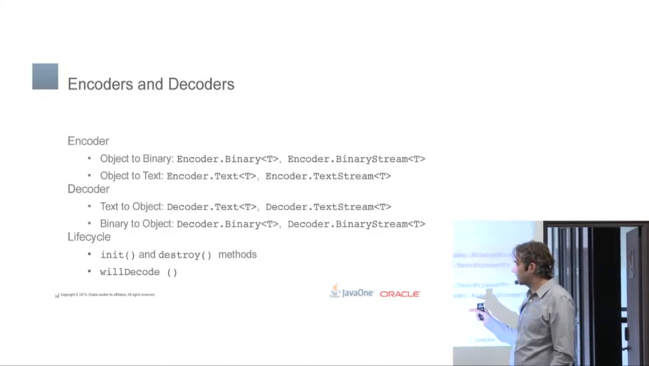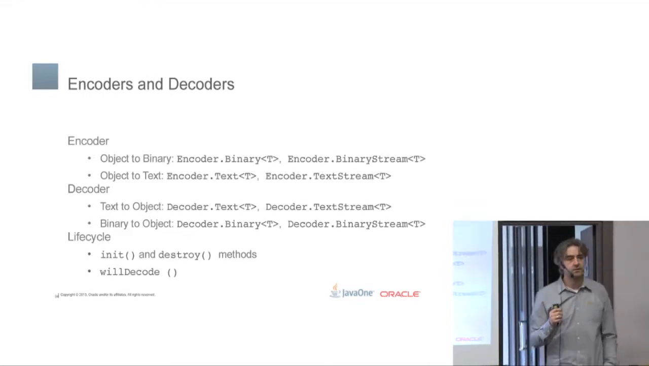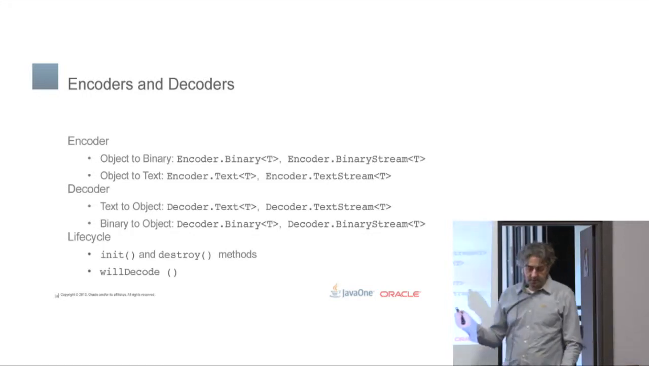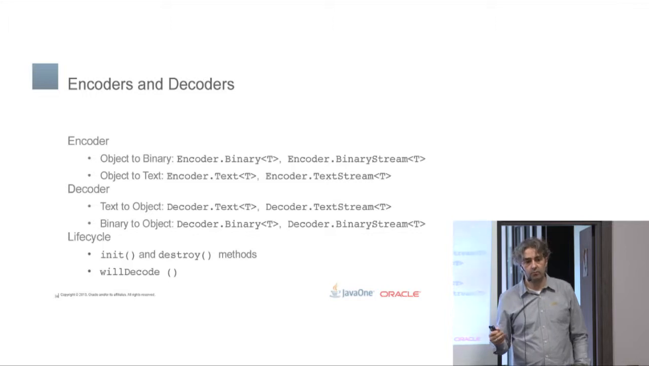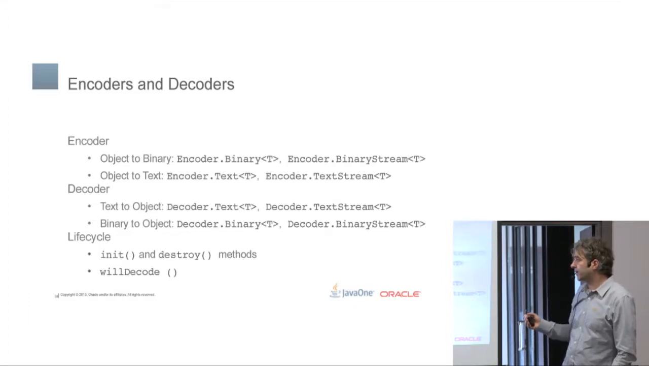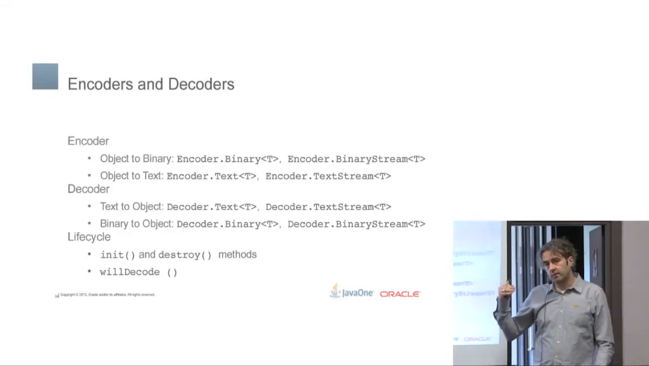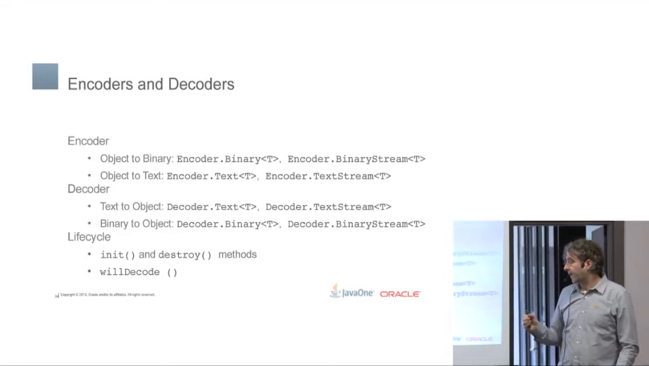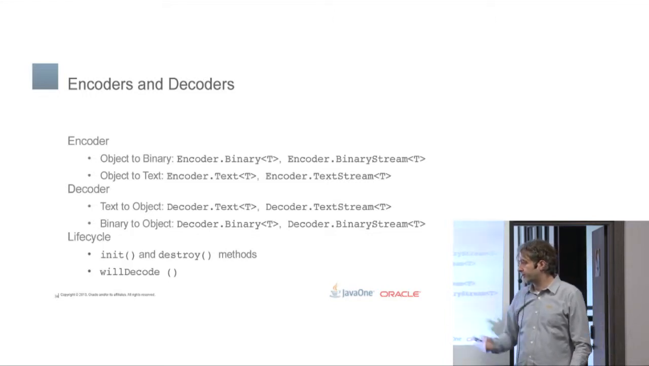Now, something also important to keep in mind is that the encoders have lifecycle methods. Let's imagine that you have an encoder that needs to use some expensive resource to do its encoding. For example, it needs to fetch data from a database. That's expensive in terms of resources. So you can define the init method of the encoder, open the connection to the database there, and close the connection in the destroy method. And when the encoders are invoked by the WebSocket implementation, this will automatically be done for you.